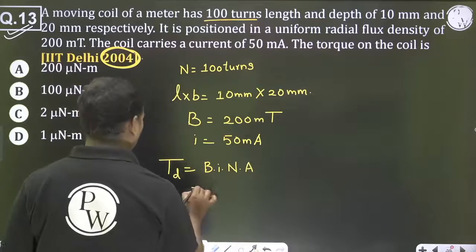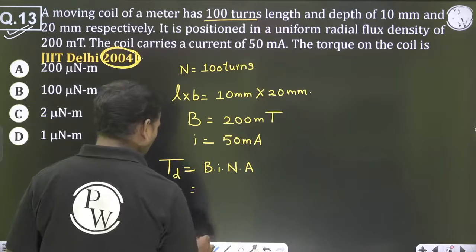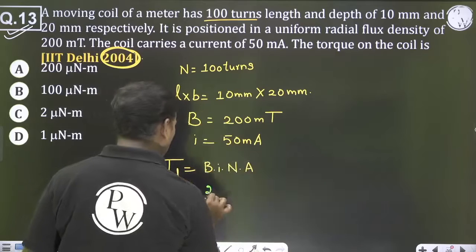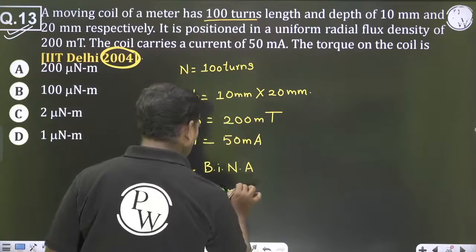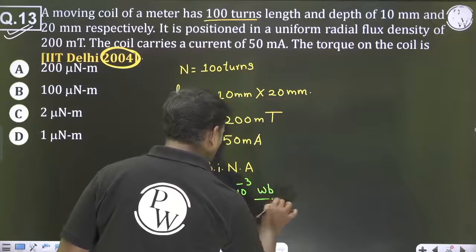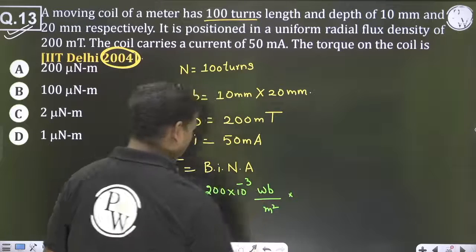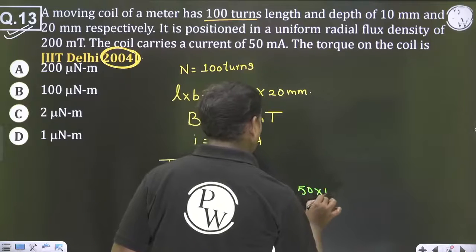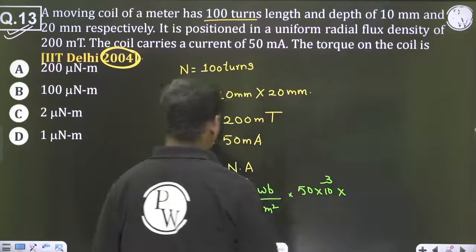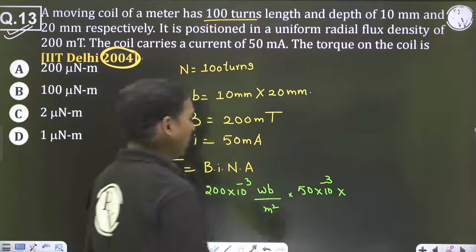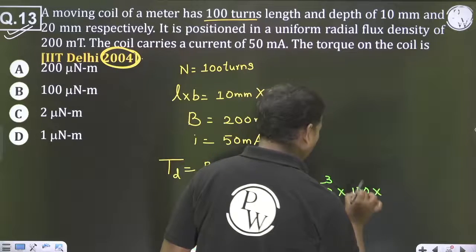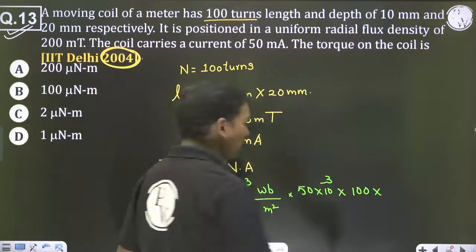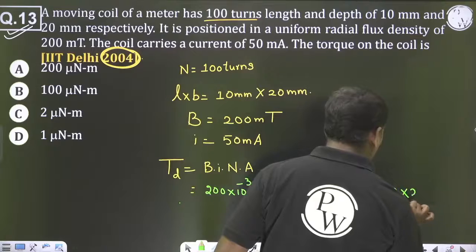Here, if we check, B is given as 200 millitesla. That means 200 into 10 power minus 3 Weber per meter square. Next, current is given as 50 milliamperes, so 50 into 10 to the power of minus 3 amperes. Number of turns is equal to 100, and area of cross section, length into breadth, can be taken as 10 into 20 mm.